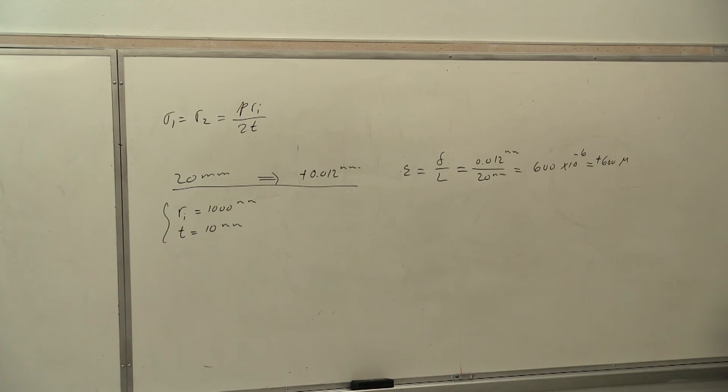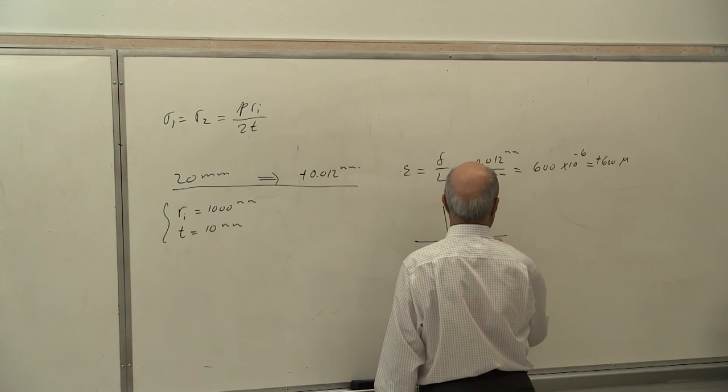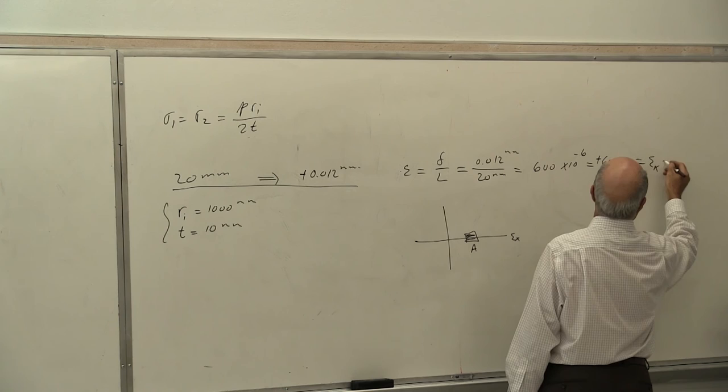So this is what we did. Here is your X. This is the gauge, epsilon X. This is A, and that's epsilon A, which is epsilon X. Is that correct or not? Yes? Now, what's the state of stress?